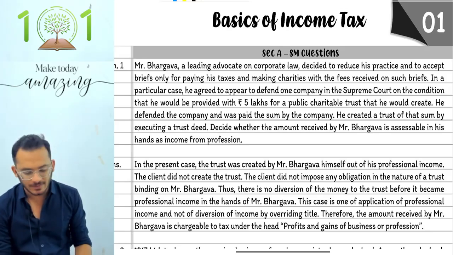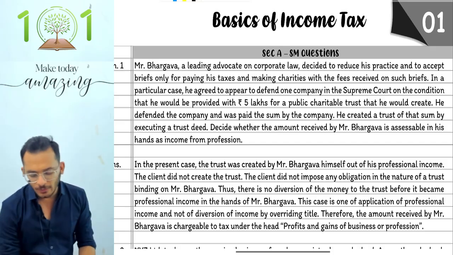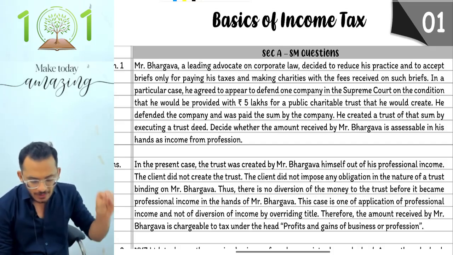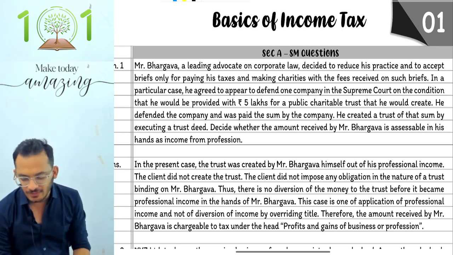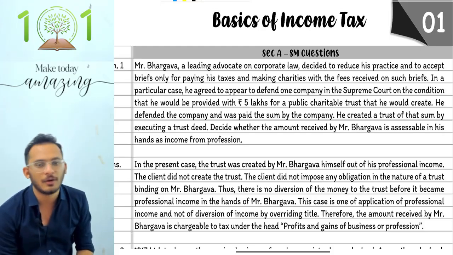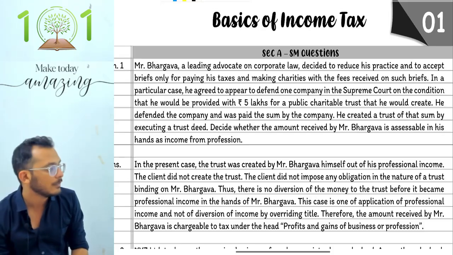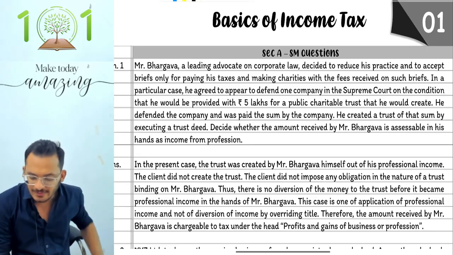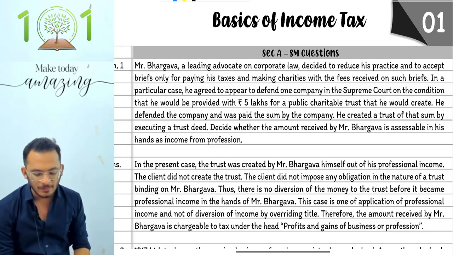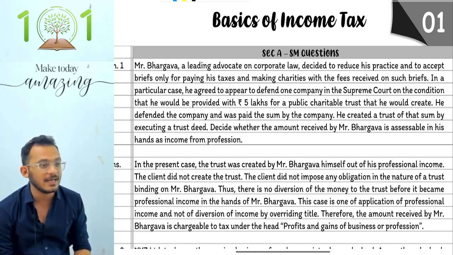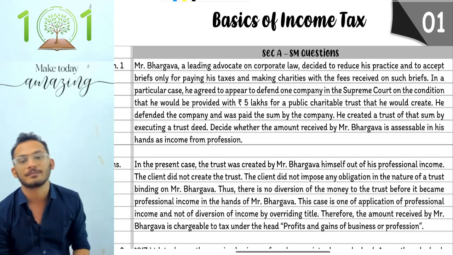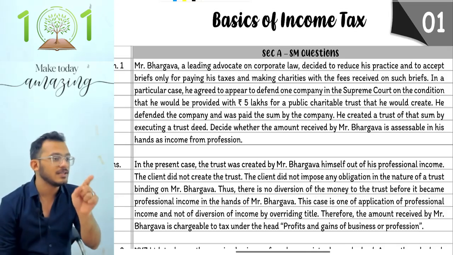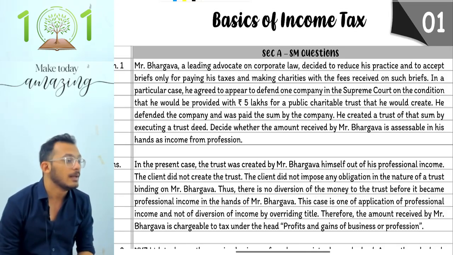The question says, Mr. Bhargava, a leading advocate on corporate law, decided to reduce his practice and accept briefs only for paying his taxes and making charity with the fees received on such briefs. Any important thing in this? No, not relevant. In a particular case, he agreed to defend one case in Supreme Court on the condition that he will be provided with 5 lakhs for a public charitable trust that he would create. Is there a trigger area? On the condition, meaning the choice is with Bhargava himself.